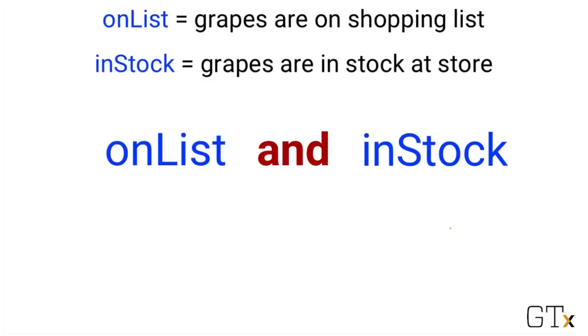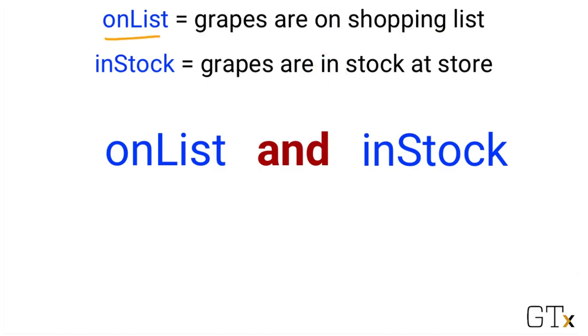So now imagine you're at the store. You buy grapes if they're on your shopping list and if they're in stock at the store. You might notice that these can actually be phrased in terms of relational operators. We're looking at whether or not grapes are in our shopping list, and we're looking at whether or not grapes are in the list of items that the store has in stock. So two applications of that relational operator.